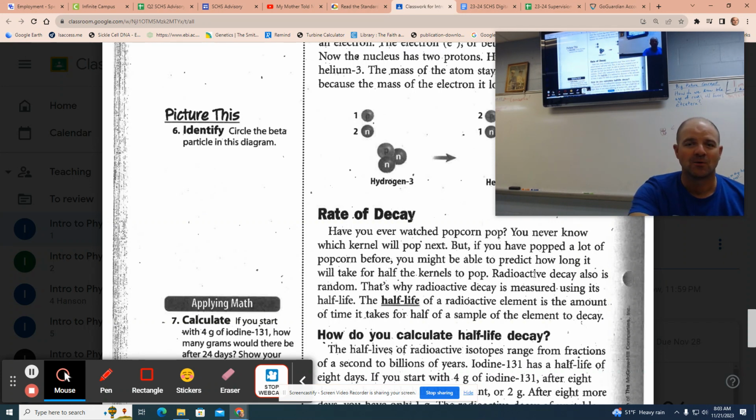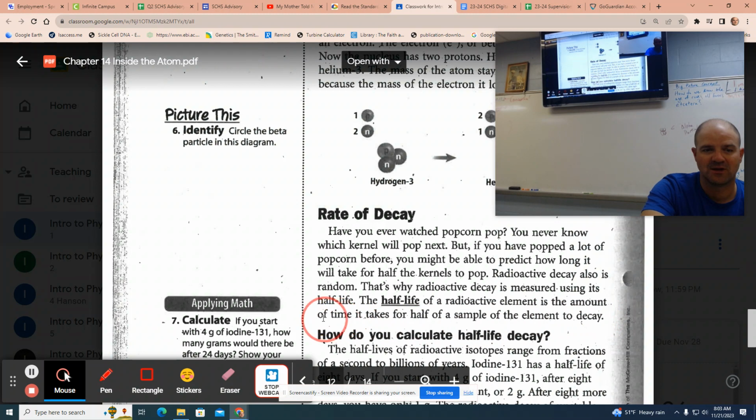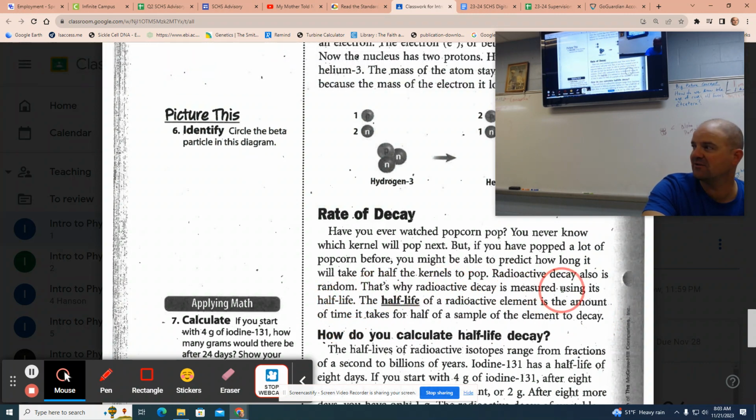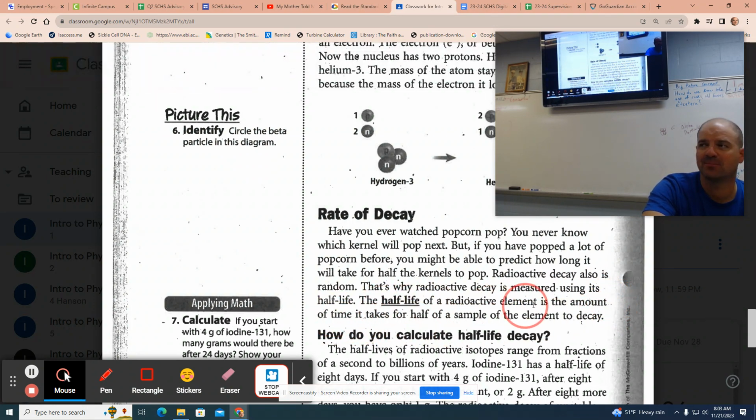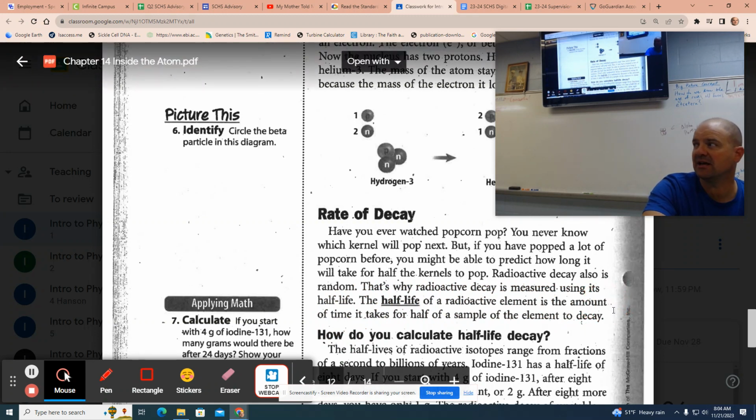Okay. Radioactive decay is also random. That's why radioactive decay is measured using its half-life. The half-life of a radioactive element is the amount of time it takes for half of a sample of the element to decay. I want you to put this definition in your notes. The half-life of a radioactive element is an amount of time it takes half of a sample to decay into something else, right?